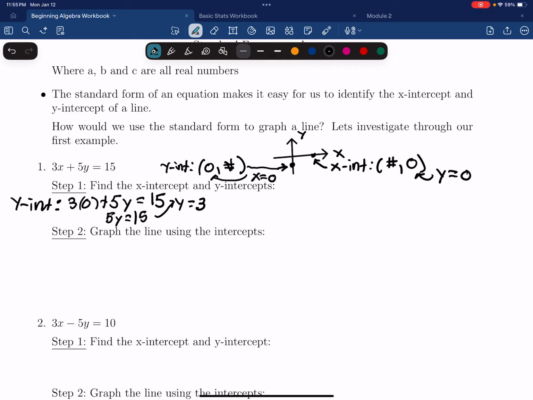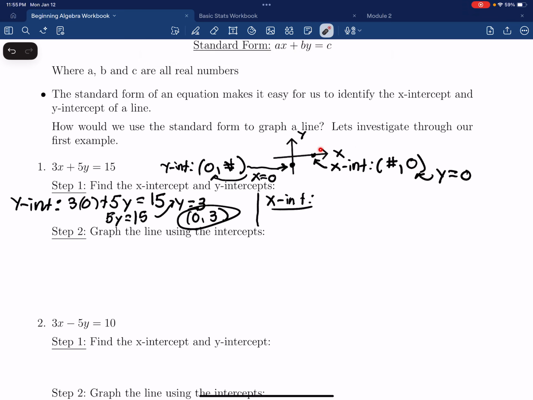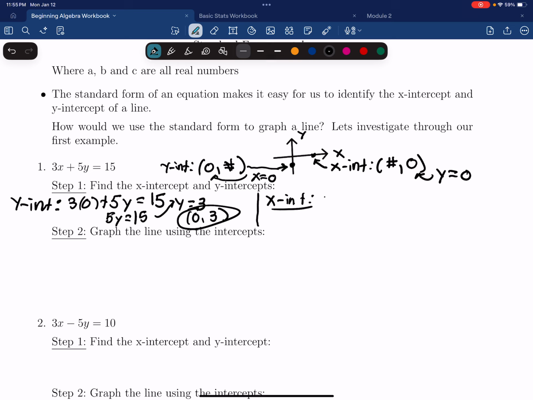So what does this tell us? Y equals 3, what does that tell us? Well, that tells us that our y-intercept is at the point (0, 3). And now, let's solve for our x-intercept. As we stated above in our short investigation, we know that y has to equal 0 for our x-intercept, so we simply plug in 0 for y.